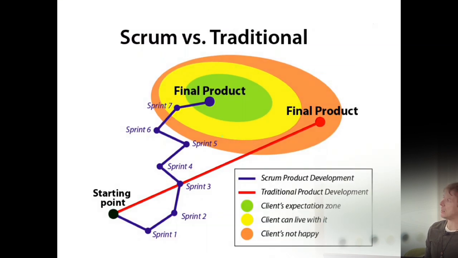So it kind of works like this, right? This is the client's requirement: they say they want this done. The orange here corresponds to where the client is not happy with what you deliver to them. And notice here, what they say they want is something that they would not be happy with, which is very, very common, because they don't know everything beforehand, right?